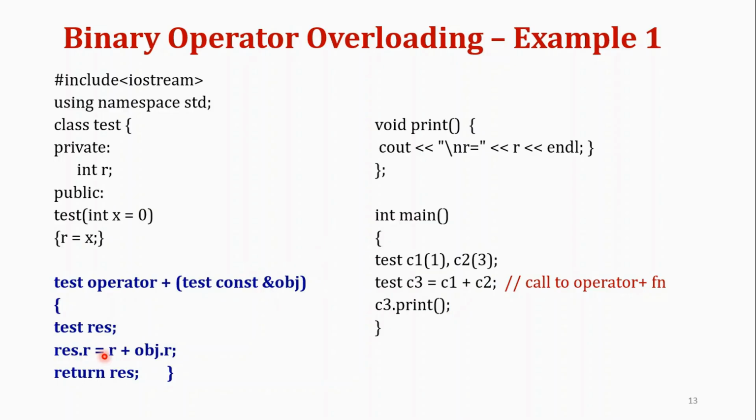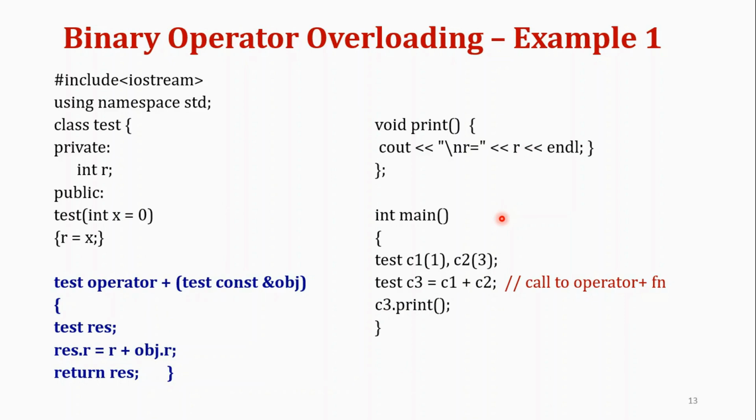So res.r would be c1.r plus c2.r. So this r is implicit, which is c1.r. This obj is c2.r. So 1 plus 3 is added, and that will be given to res.r. So res.r will be a separate memory. That res will be assigned to C3, and C3.print will be calling the res.r or C3.r, which will be 4.